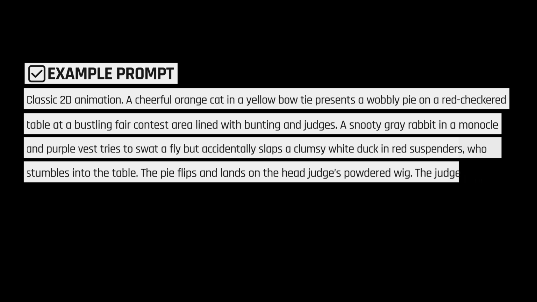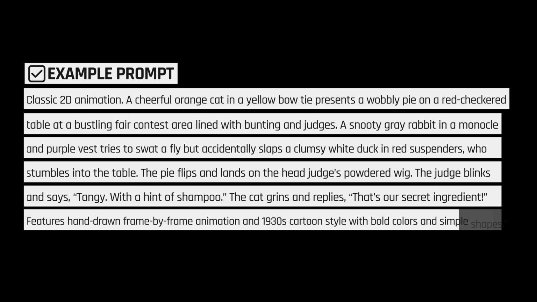Here's an example prompt. Classic 2D animation. A cheerful orange cat in a yellow bow tie presents a wobbly pie on a red checkered table at a bustling fair contest area lined with bunting and judges. A snooty gray rabbit in a monocle and purple vest tries to swat a fly but accidentally slaps a clumsy white duck in red suspenders, who stumbles into the table. The pie flips and lands on the head judge's powdered wig. The judge blinks and says, "Tangy," with a hint of shampoo. The cat grins and replies, "That's our secret ingredient." Features hand-drawn frame-by-frame animation and 1930s cartoon style with bold colors and simple shapes.